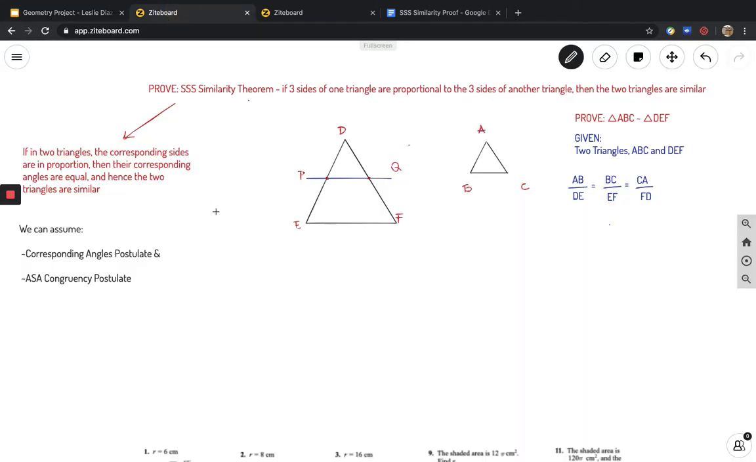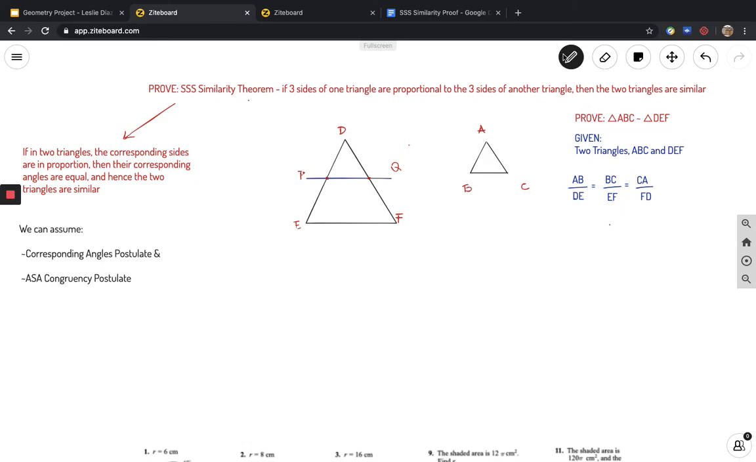So we are going to prove the side-side-side similarity theorem: if three sides of one triangle are proportional to the three sides of another triangle, then both triangles are similar. What we're going to have to prove is that triangle ABC, which is right here to our right, is similar to triangle DEF. So bear with me, you guys.